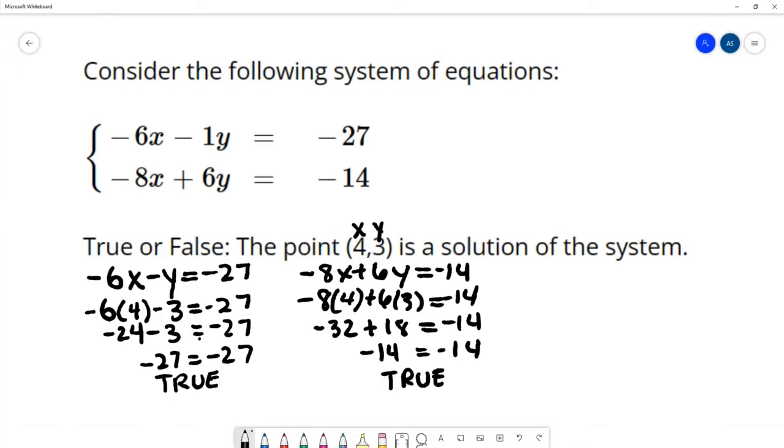So the ordered pair (4, 3) is a solution to the first equation, and it's a solution to the second equation. So it is true that it is a solution to the system.